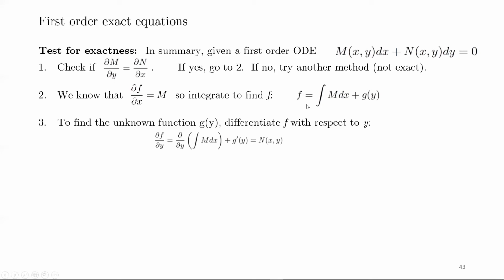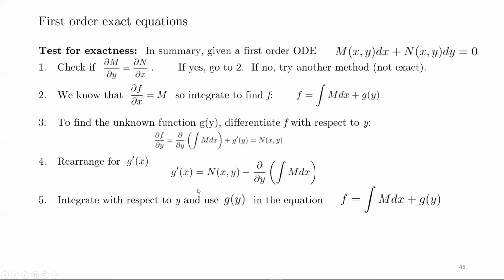We're going to differentiate f with respect to y. The partial derivative of f with respect to y is equal to the partial derivative with respect to y of this integral m dx plus this g prime, so dg by dy. And again, we know this is equal to n, the function that's multiplying dy. We're going to rearrange that equation to make g prime the subject of the formula, just using a little bit of algebra, and then we're going to integrate both sides of that equation, which gives us an expression for g.